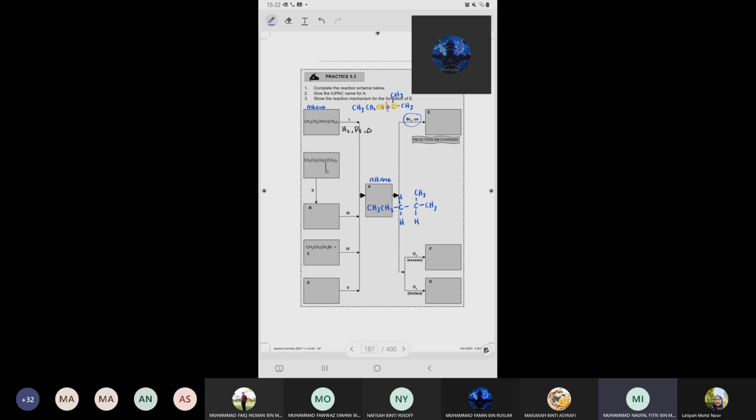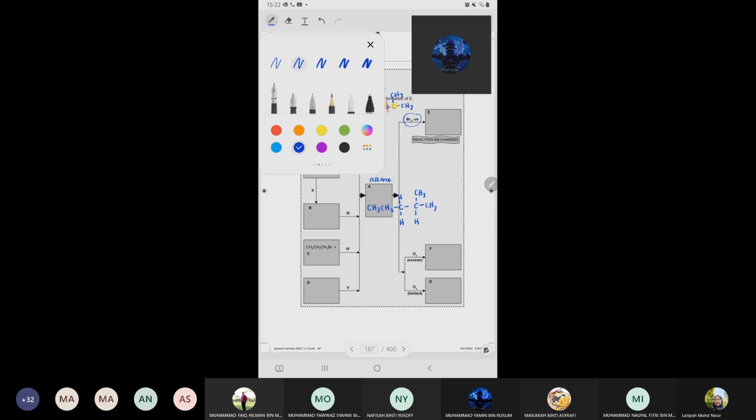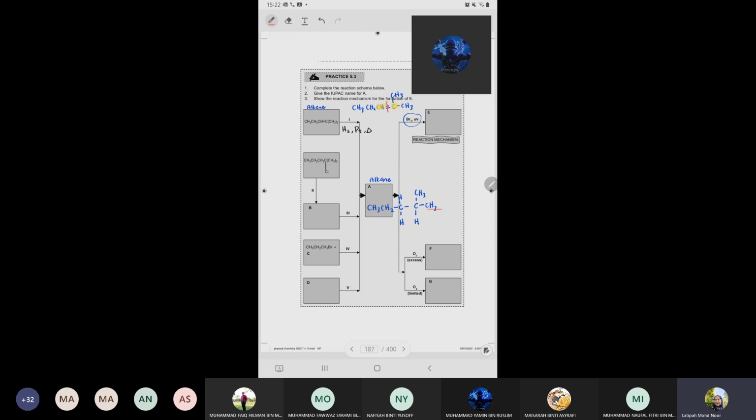Boleh, madam. Boleh? Boleh. What is the name of the product A? Soalan tanya kan? Give the IUPAC name of A. Okay, let's give the name. Okay, jom kita namakan. Okay, kita ada karbon nombor. Nak start pada mana? Kiri ke kanan? Where to start the numbering? Kanan. 1, 2, 3, 4, 5. Okay, there is 1 CH3 at carbon number 2. So what is the name?